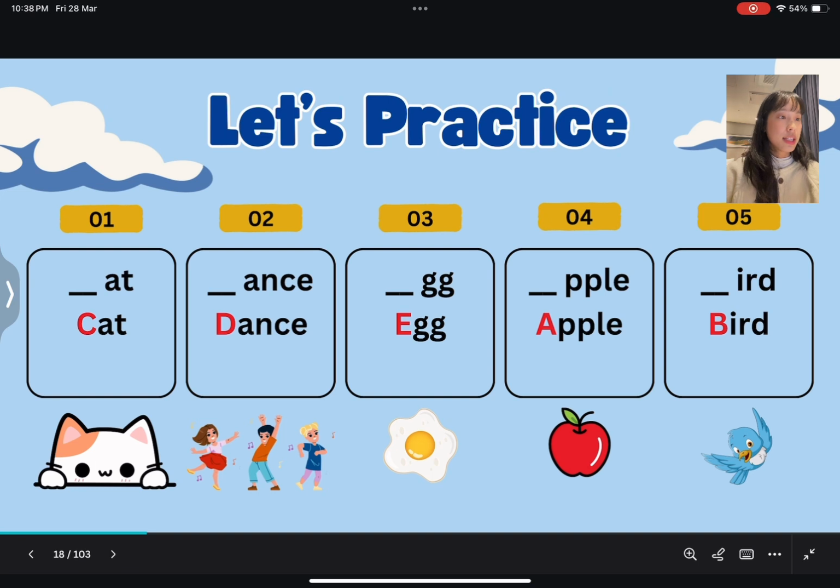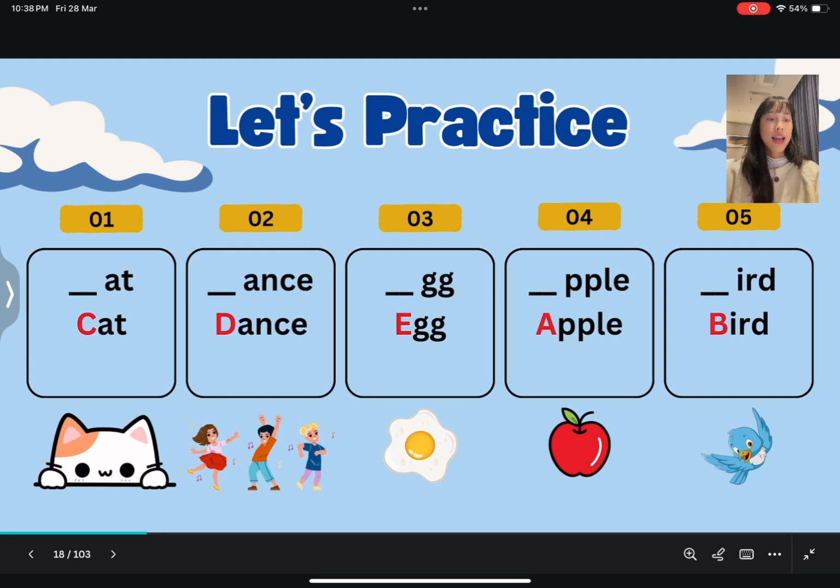Normally in an actual PowerPoint, the answer would be hidden. So I'd say, okay, everyone, listen and tell me what sound you hear. Ready? Cat. Is it the sound c or k? Ah, cat. So what letter is that? C, right? Cat. C, letter C. Next one.